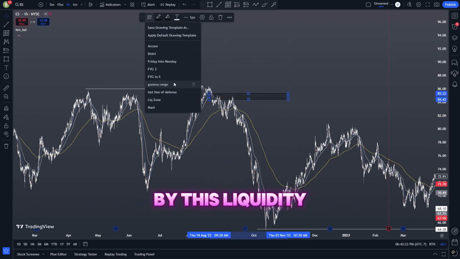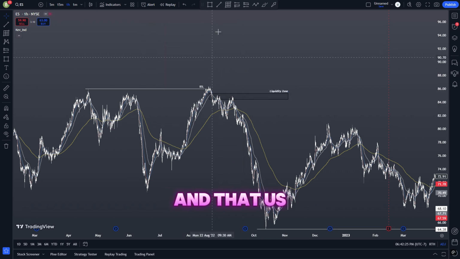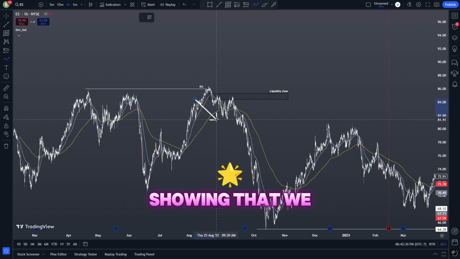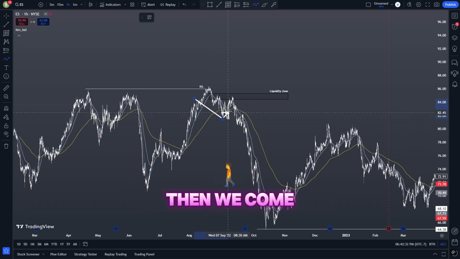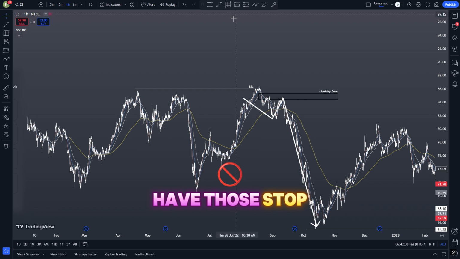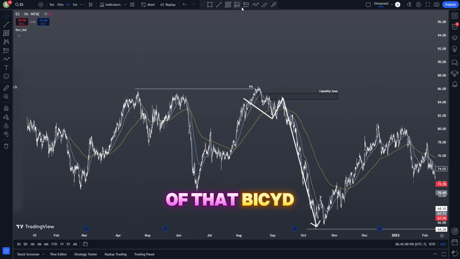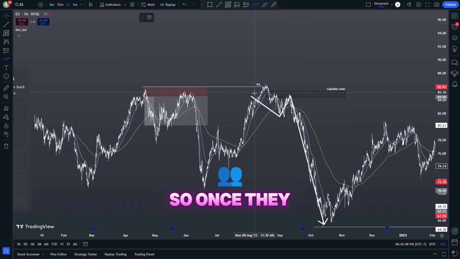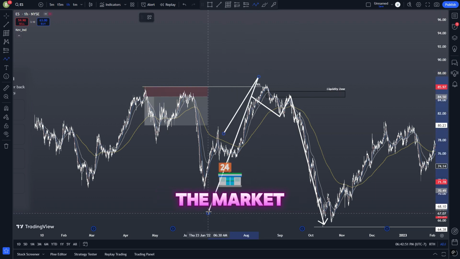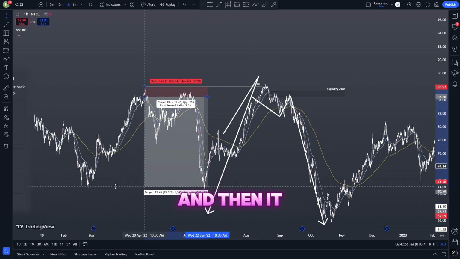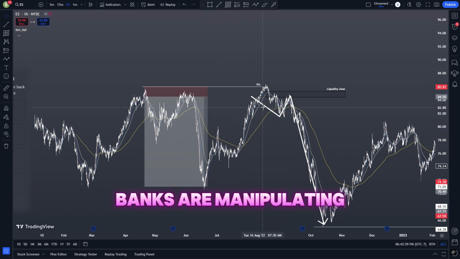And you could see here by this liquidity zone that we created and that we're breaking the 200-day EMA. We're getting lower than it, showing that we have more bearish power. Then we come back up to reject it and dump the markets. Remember, when you have those stop losses set up right on top of that buy side liquidity, just remember that's what the banks are looking for. They're looking for your stop loss right above that buy side liquidity, so once they sweep it, they can then dump the market. How many times can you say, damn, market just hit my stop loss and then it dumped in my direction? It's because the banks are manipulating it.